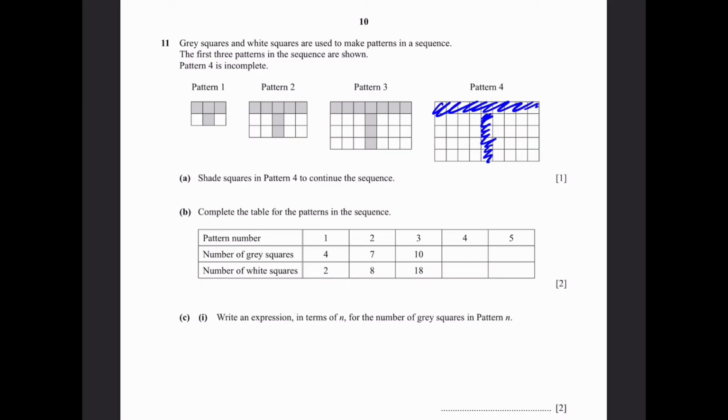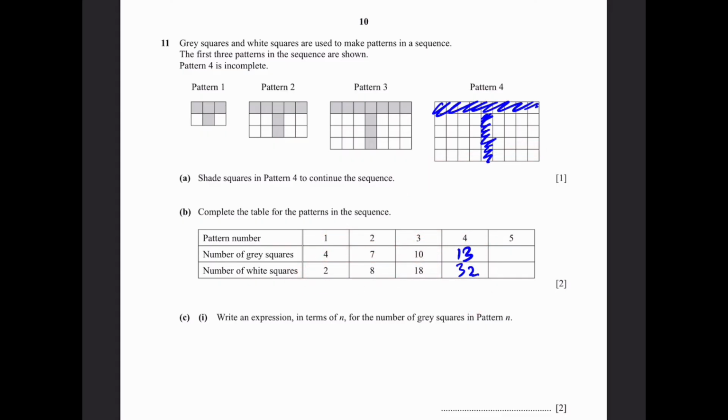So pattern number is all given. Number of gray squares we have to find. So let's see how many are shaded. That'll be 9 over here, and then there's another 4, so 13. And we can see number of white squares is going to be 16, and then another 16, so 32. And for this fifth diagram, we don't need to draw the diagram. Even for this one, we didn't need to use the diagram. We could have just found the sequence here.